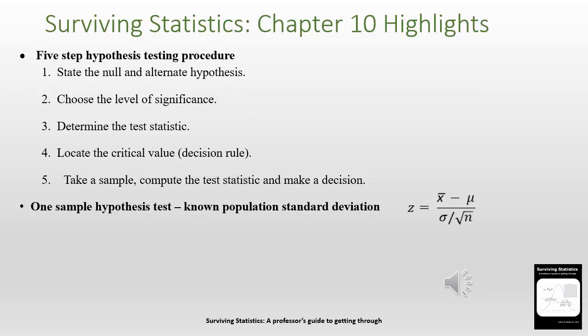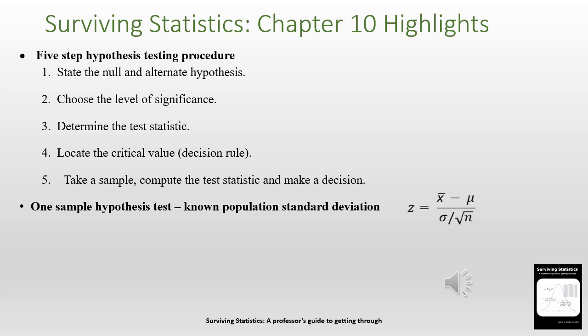All right, some concluding thoughts. Let's review quickly what we talked about in this chapter. We introduced you to the 5-step hypothesis testing procedure. Step number 1, state the null and the alternate hypothesis. Remember, the null is what's assumed to be true. The alternate is what you're proposing potentially. Step number 2, choose the level of significance, which is the chance of making a type 1 error. Determine the test statistic. For this chapter, we just talked about Z and T. We will learn more as we continue on.